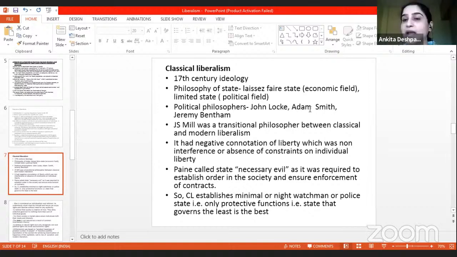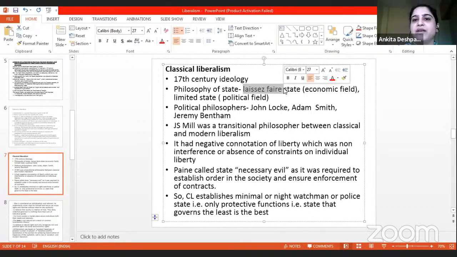Adam Smith was an economist. Like I told you, liberalism is not just political. It has economists and sociologists, everybody playing a role in it. That's why we consider liberalism to be an intellectual movement. Sociologists, political scientists, as well as economists like Adam Smith contributed to it. What was Adam Smith's concept? Adam Smith is the founder of laissez-faire, the open market concept. What does it mean? It means leave alone. Leave the economy alone. The state should not interfere in the economic activities of the people. That is the meaning of laissez-faire.